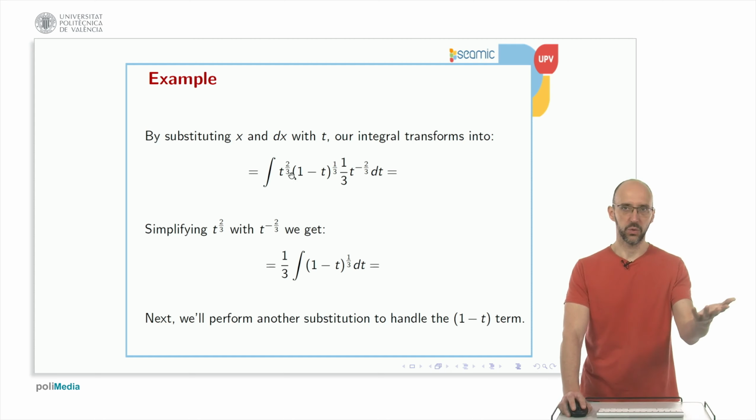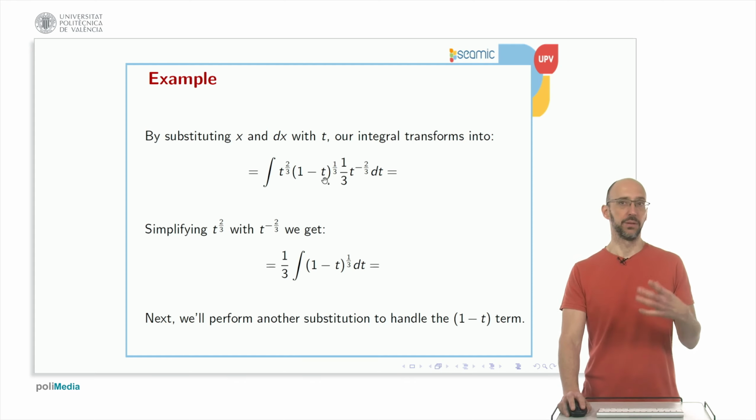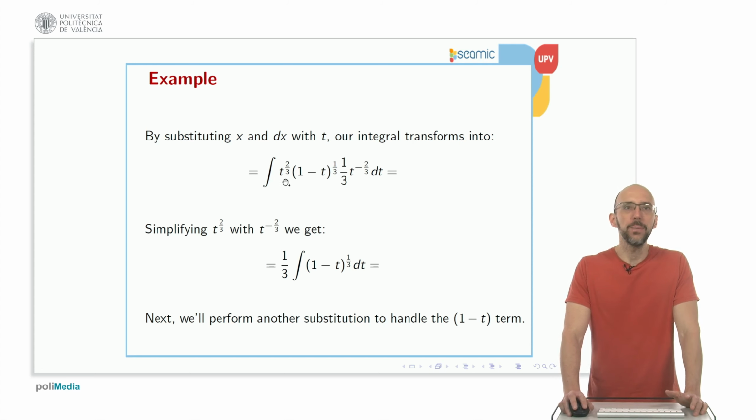X squared becomes t to the power 2/3, times 1 minus t. Remember that this is just the change we are applying. The x cubed was t, so I just replace it by t, and the differential of x is here. Okay, I hope you see that we have t to the power 2/3 times t to the power minus 2/3.